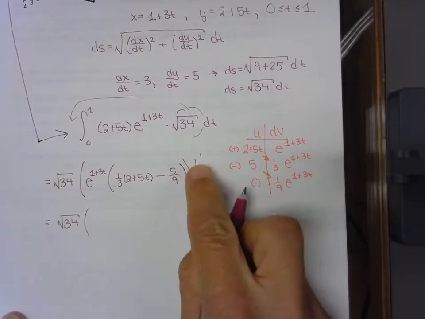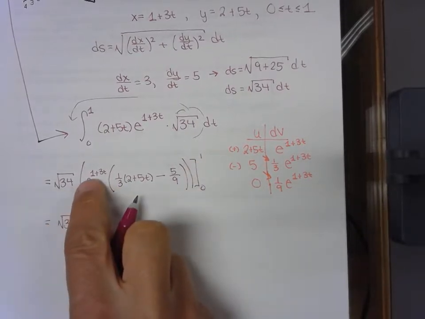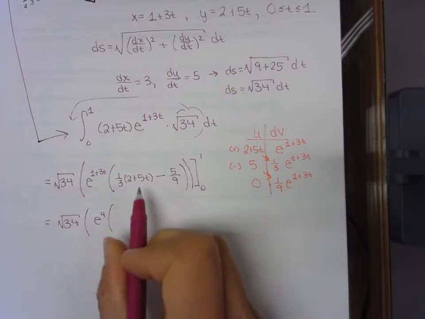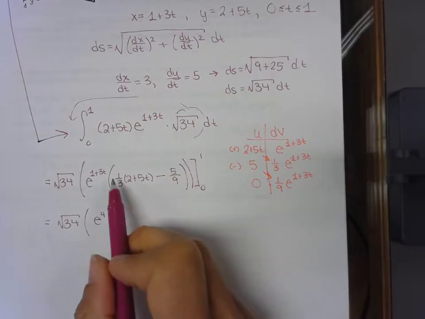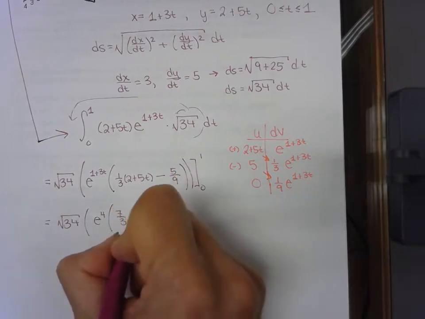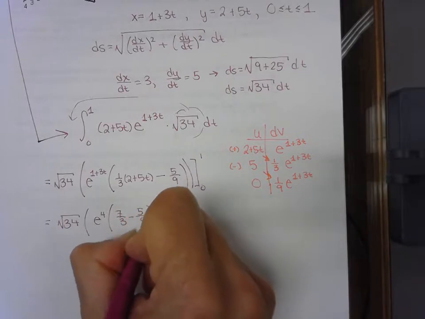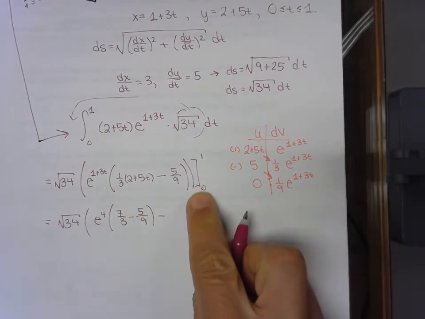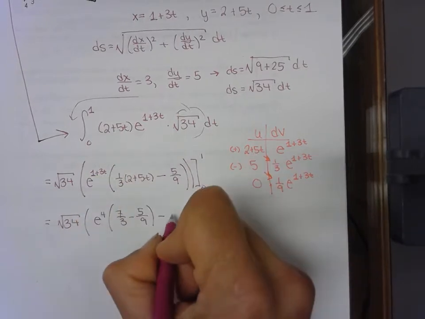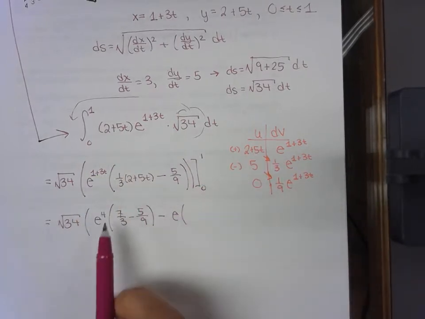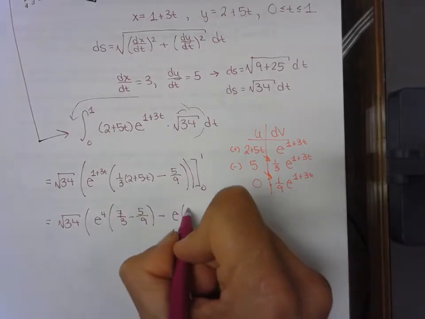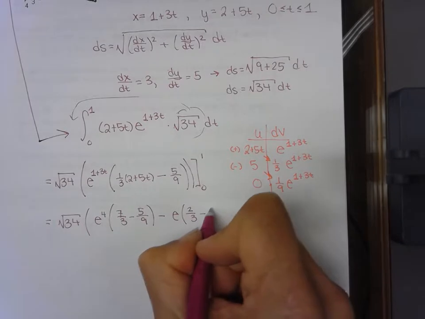Okay, so when I plug in 1, I get e to the 4th. Okay, 2 plus 5 is 7, so I get 7/3 minus 5/9, minus what I get when I plug in 0. So that would just be e to the 1, or just e. And then 1/3 times 2, so 2/3 minus 5/9.